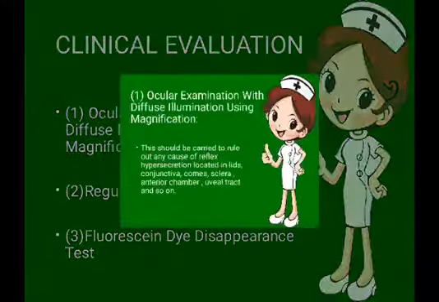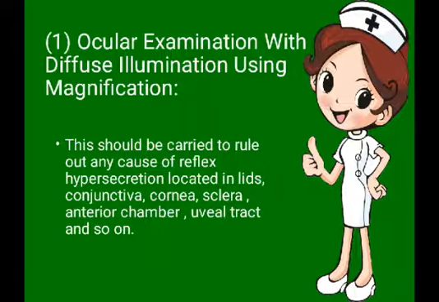First one is ocular examination with diffuse illumination using magnification. The word ocular means eye examination. Here the eye examination is done with diffuse illumination. There are different illumination methods which are seen in the slit lamp, and out of them there is diffuse illumination. By using magnification we will magnify each part of the eye and examine it by diffuse illumination. This should be carried out to rule out any cause of reflex hypersecretion.